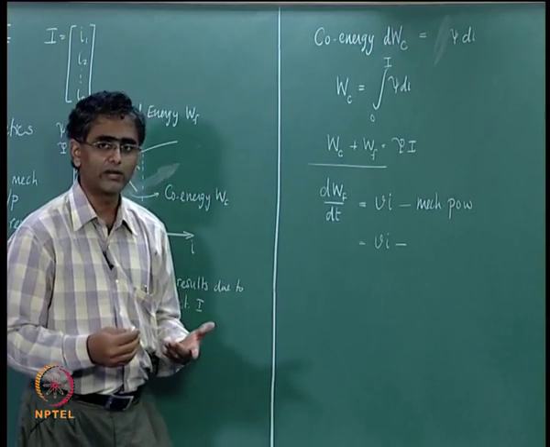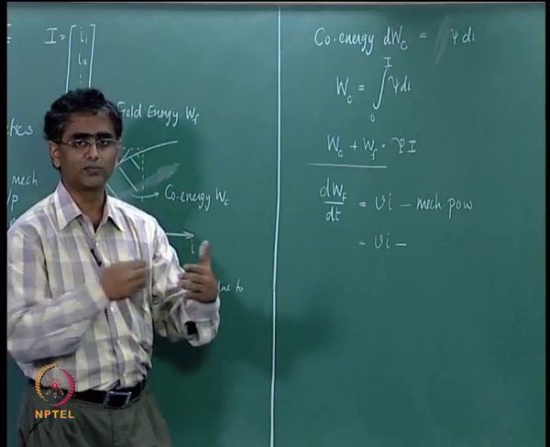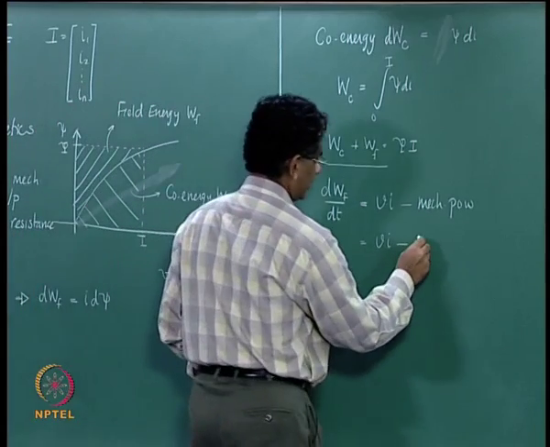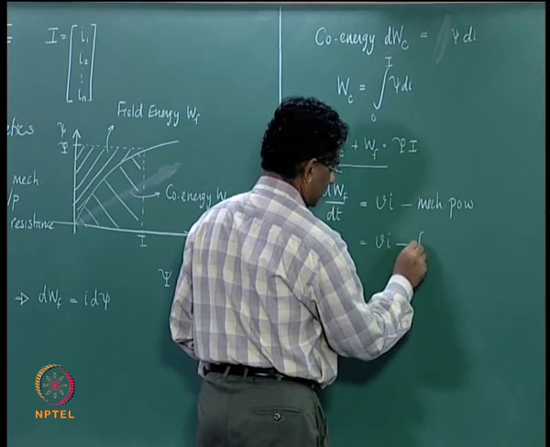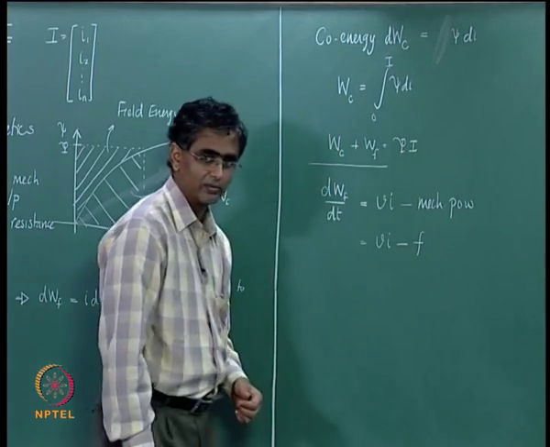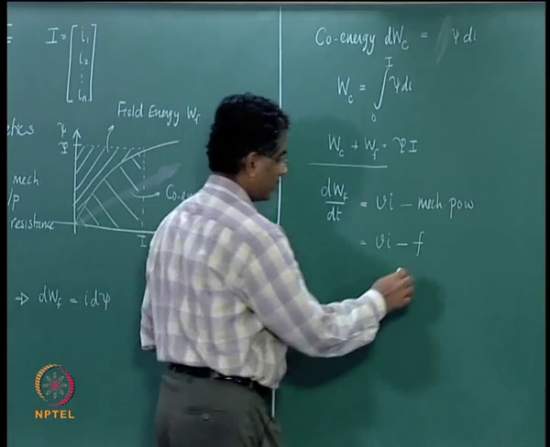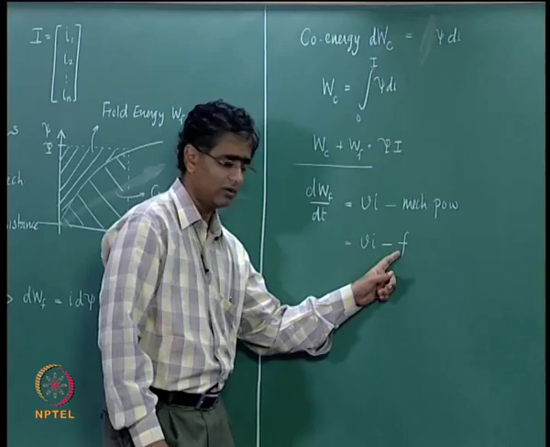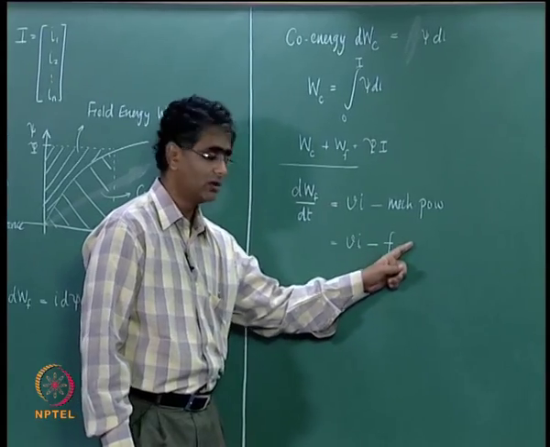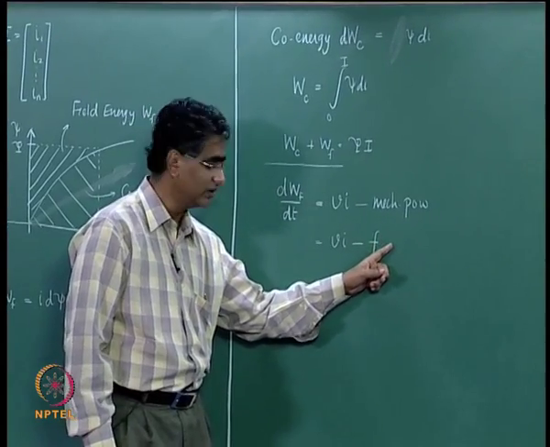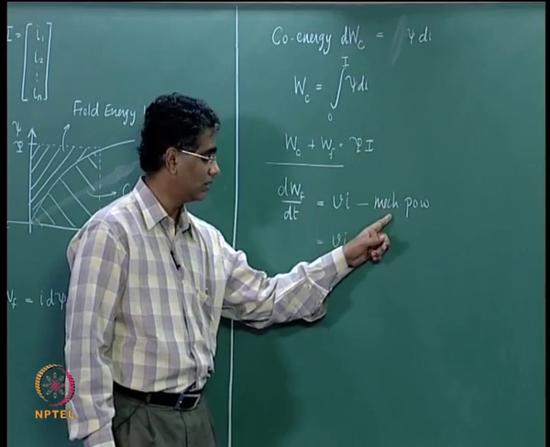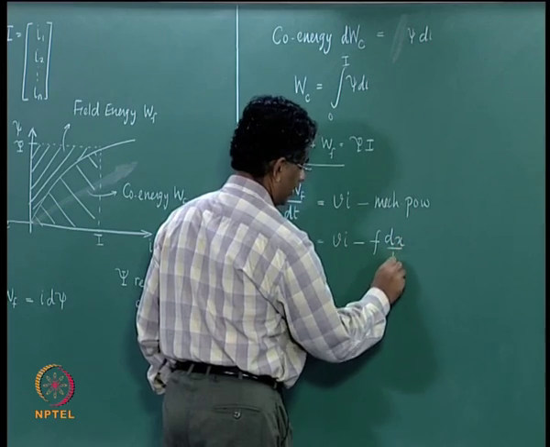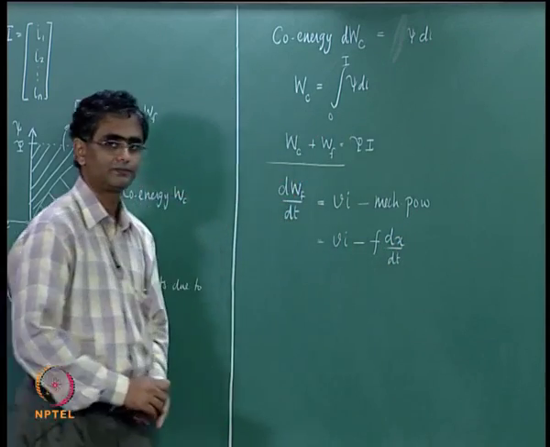Now let us look at a system which has a linear displacement, which is what we started out with in the beginning, and you can write the mechanical power as the force that is developed, F, multiplied by the velocity. Force multiplied by the velocity gives you the mechanical output, and therefore one can write that as F into dx by dt.